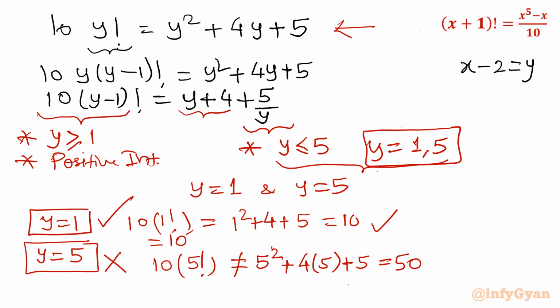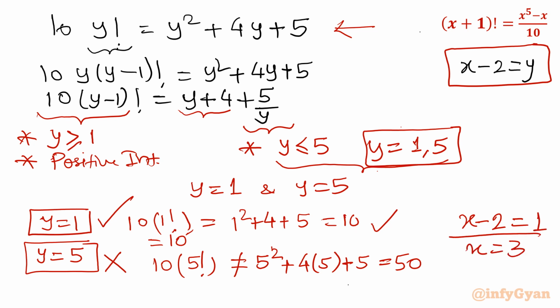Now if you will put x minus 2 equal to 1, let me write here x minus 2 equal to 1. So x will come out 3, which is our solution for the given factorial equation. Let us verify this value.